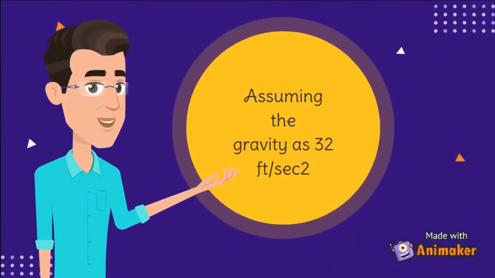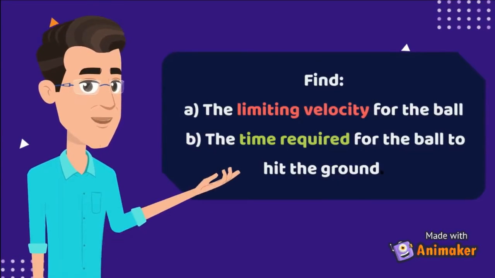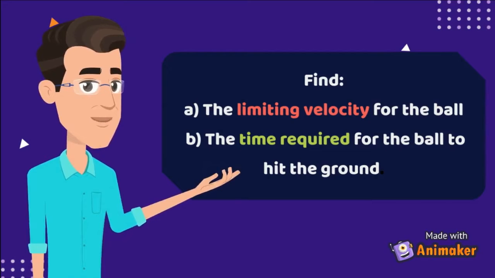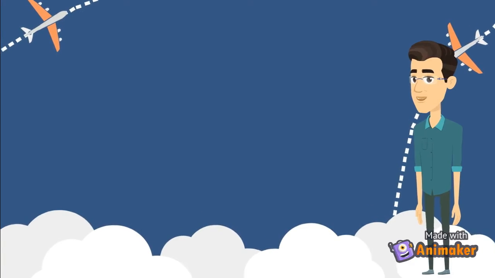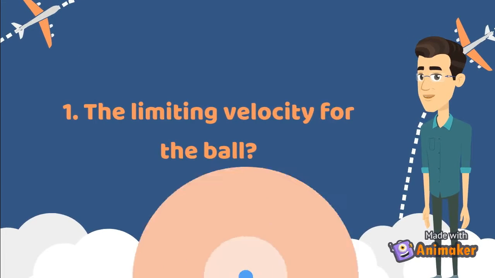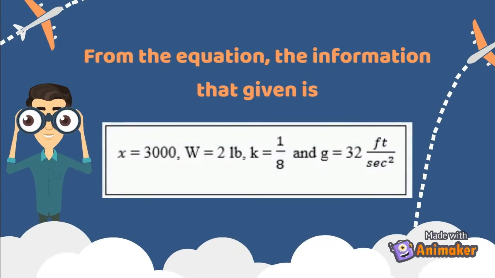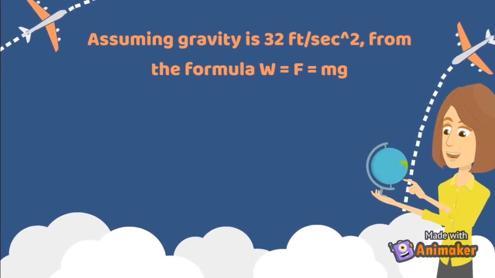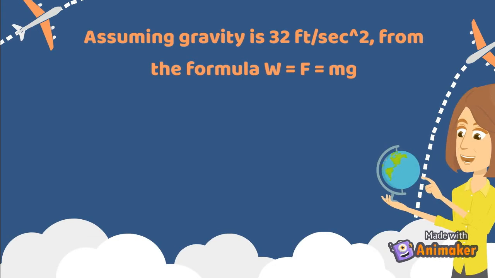By assuming gravity is 32 feet per second squared, let's find the solution for A, the limiting velocity for the ball, and B, the time required for the ball to hit the ground. First question, what is the limiting velocity for the ball? Firstly, you need to list out all the information given. After that, assuming gravity is 32 feet per second squared, from the formula W equals F equals mg.